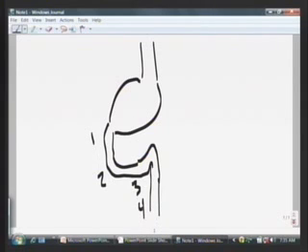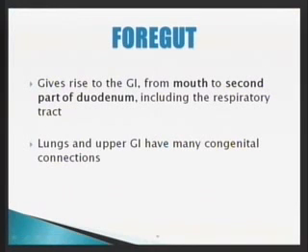They love to ask about that. Or they'll give you a CT of the abdomen, and you'll see the IVC, and then a big circle right next to it. That's the fourth part of your duodenum. A lot of times they do anatomical identification for that. All right. So remember, the foregut gives rise to the GI tract from the mouth to the second part of the duodenum, including the respiratory tract, because they came from the same germinal layer.